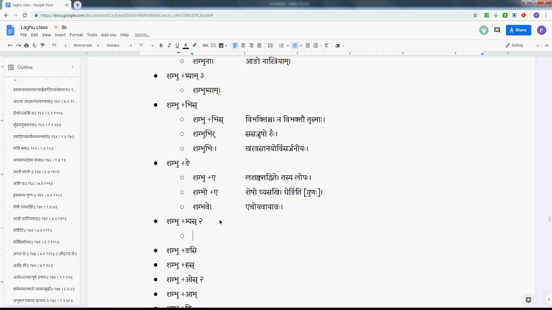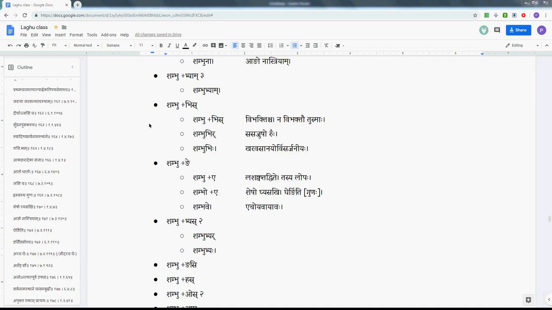Shambhu plus Bhyas. Bhyas, what will happen? Vibhaktischa, navibhaktau tusmaha, sasojusho ruhu, kharavasaneo visarjaniha. So thereby you will get the form Shambhubhyaha. Shambhubhyar, then Shambhubhyaha. Vibhaktischa, navibhaktau tusmaha, therefore no is letter, and sasojusho ruhu ruttum visarga kharavasanyo visarjaniha.